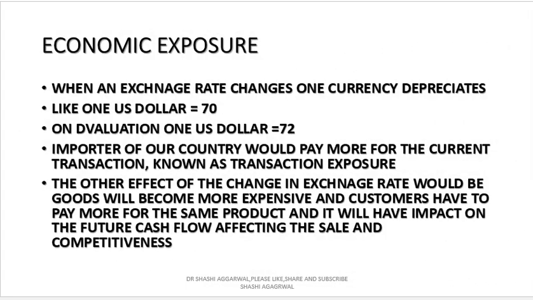Economic exposure: when exchange rate changes, one currency depreciates, like 1 US dollar is 70. On devaluation, it becomes 1 US dollar equal to 72. We have to make more payment of domestic currency to get 1 US dollar. So here our currency is devalued. Appreciation means we have to make less payment of domestic currency to get a US dollar. The importer of our country would pay more for the current transaction, which is known as transaction exposure.